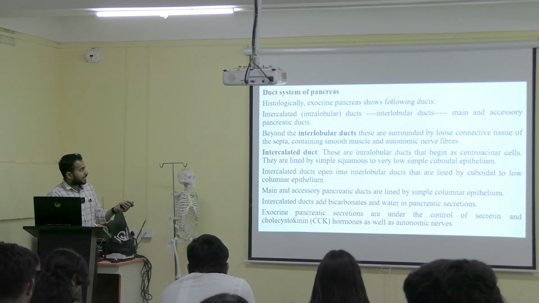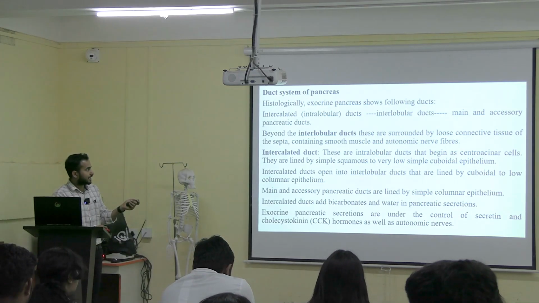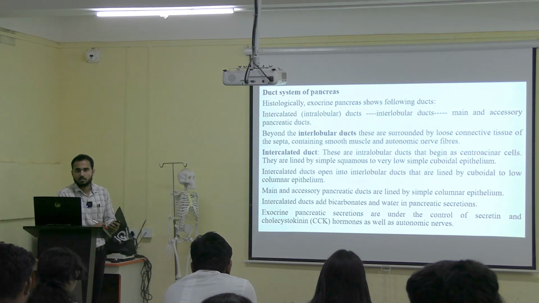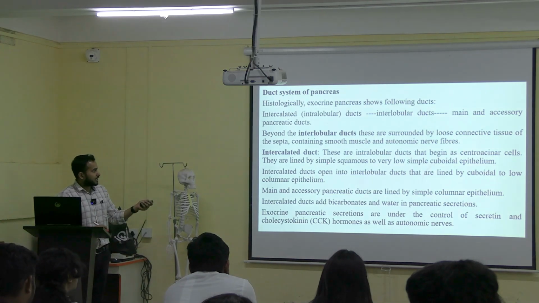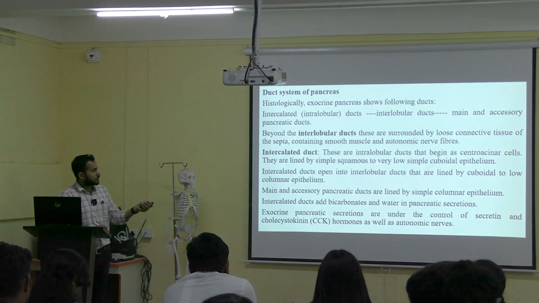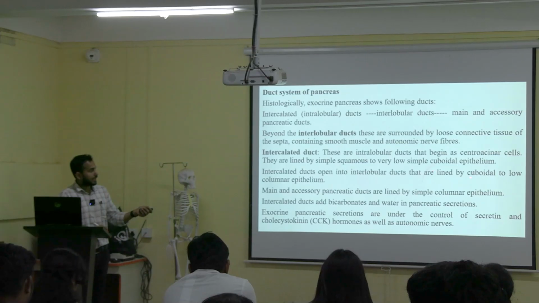Now the intercalated duct begins at the centroacinar cells. So where does the intercalated duct begin? Okay, at the centroacinar cells. Just now I have shown you that from the centroacinar cells the intercalated duct begins. Now if you see the lining epithelium, it may be simple squamous to very low cuboidal epithelium. Okay. Next, the intercalated duct will open into the interlobular duct.